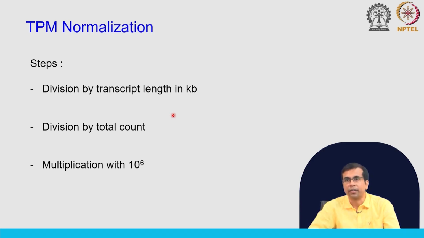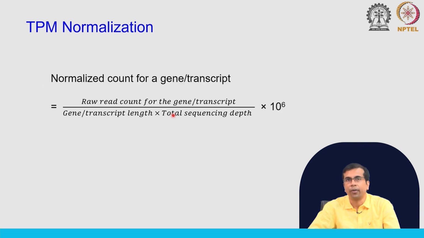Let us take this example again and see what we get when we do the TPM normalization. The formula is actually identical, as you see. We get the normalized count for a gene or a transcript by dividing the raw read count for the gene or transcript by the gene transcript length and also by the total sequencing depth, times 10 to the power 6.